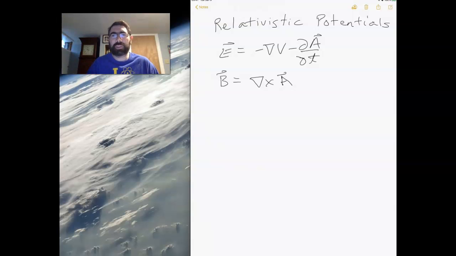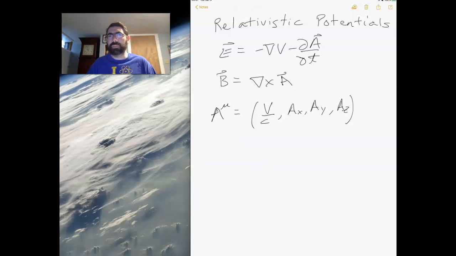If we're combining together space and time into a single four-dimensional quantity, then maybe we can connect the potentials into a four-dimensional quantity. So we can write the four-vector of the potentials, A^μ, as V over c, A_x, A_y, A_z. The 0th component is the electric potential, and the 1, 2, and 3 components are the x, y, z spatial components of the A vector.